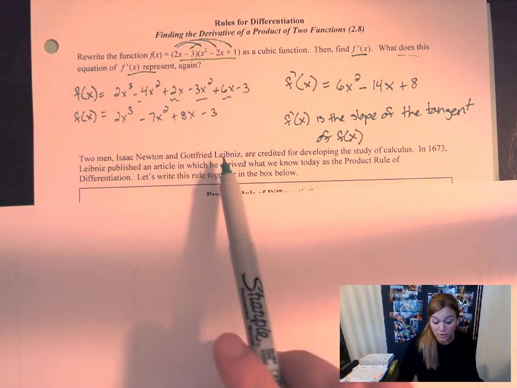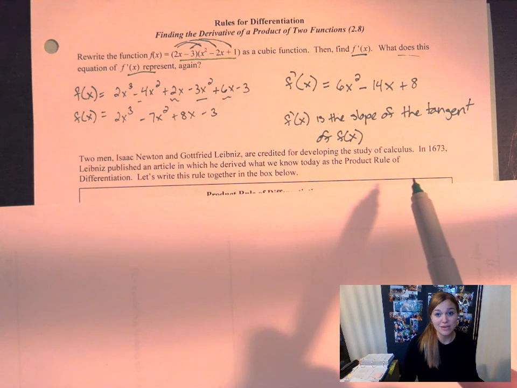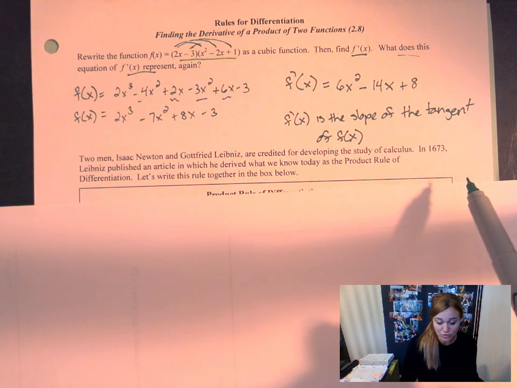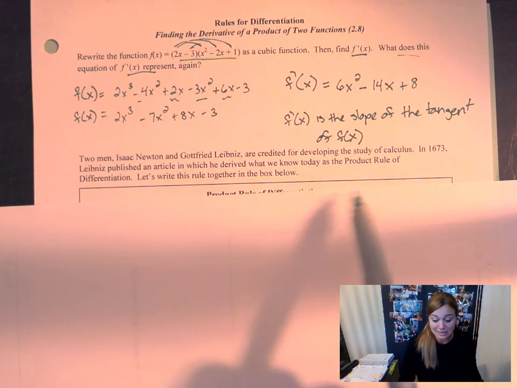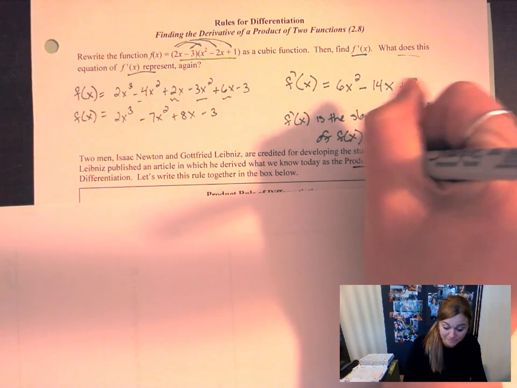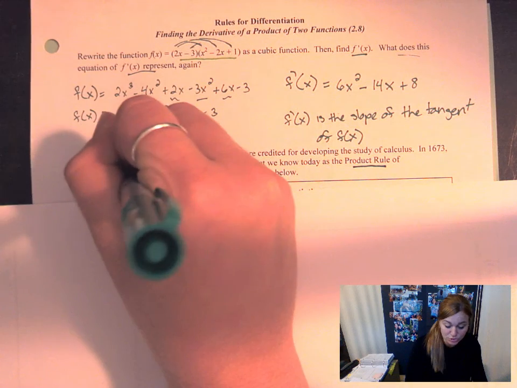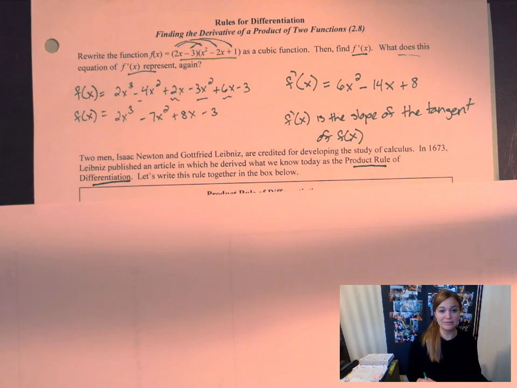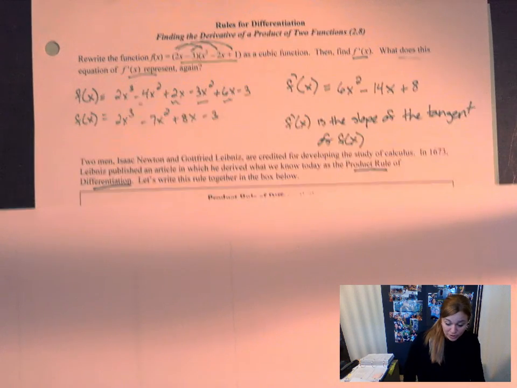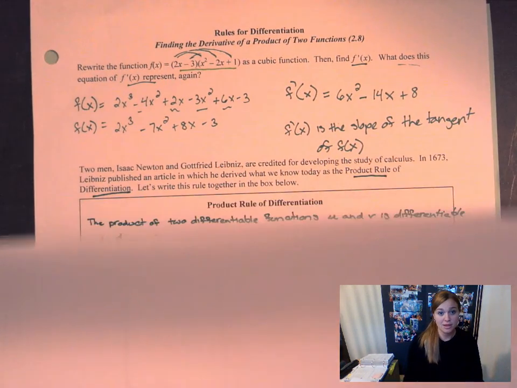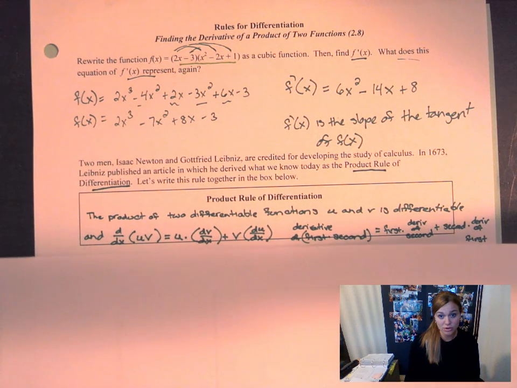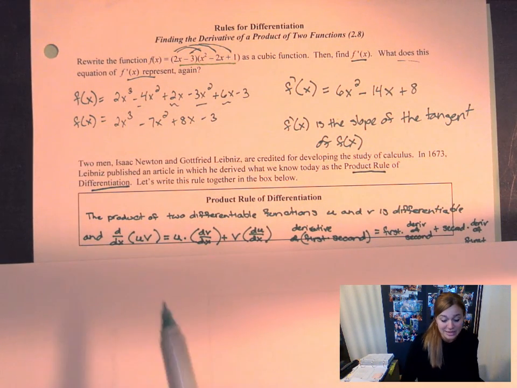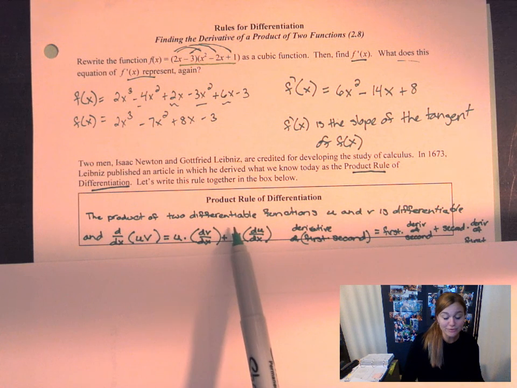Okay, but 2 people are credited for developing the study of calculus. In 1673, Leibniz published an article in which he derived what we know today as the product rule of differentiation. So 2 different people came up with calculus, but they developed different parts of it. What he came up with was this. And I'm going to leave this here for a second, and you can pause the video so you can write this down. But it says the product rule of 2 differentiable functions.